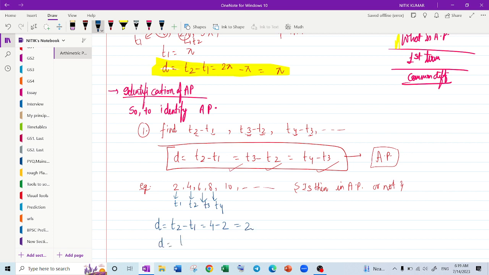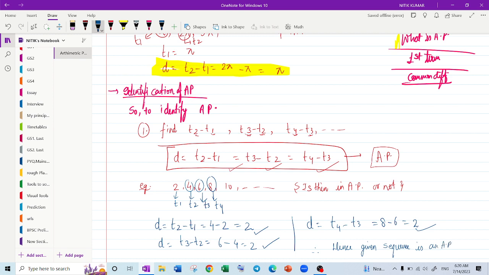Similarly, we can also find T3 minus T2. The value of T3 is 6 and the value of T2 is 4, so 6 minus 4 equals 2. Again, we can find D equals T4 minus T3. The value of T4 is 8, so 8 minus 6 equals 2. All the common differences are equal. Hence the given sequence is an AP.